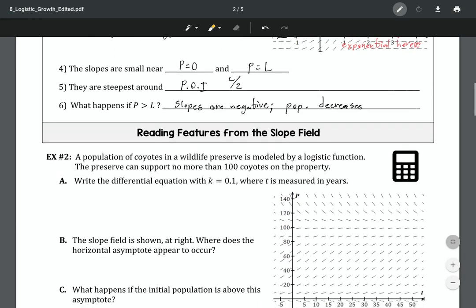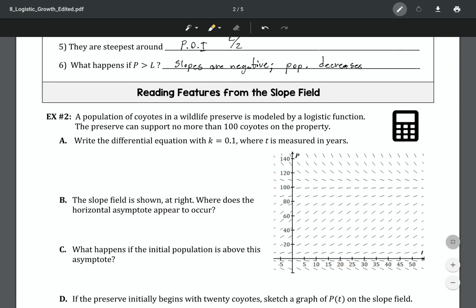All right, so now we're going to be reading features from the slope field. So an example: a population of coyotes in a wildlife preserve is modeled by a logistic function. The preserve can support no more than 100. All right, so that's kind of important. On the property at any time. So we're going to write the differential equation out.